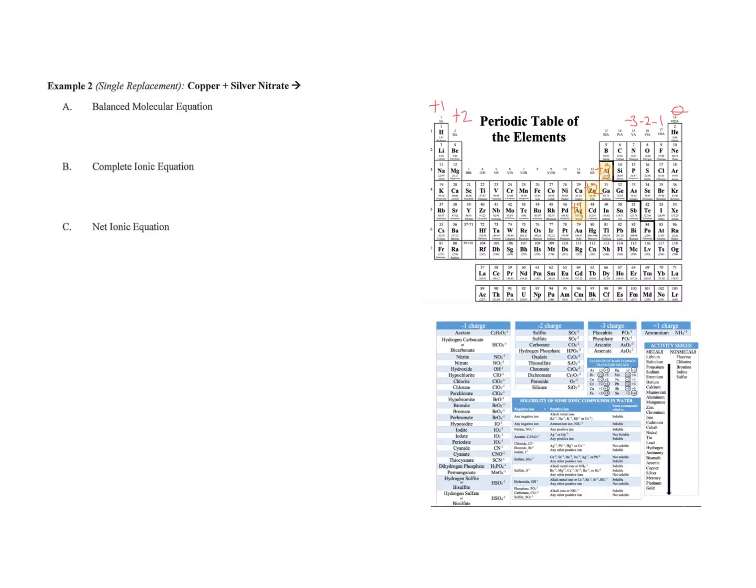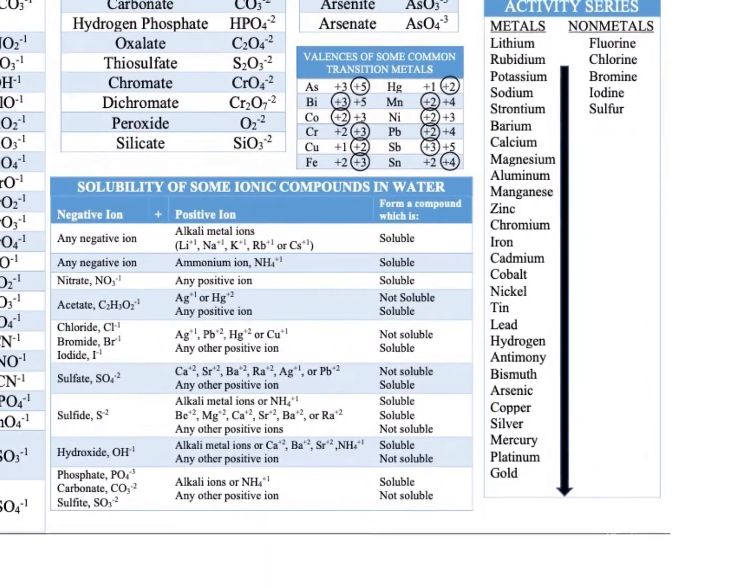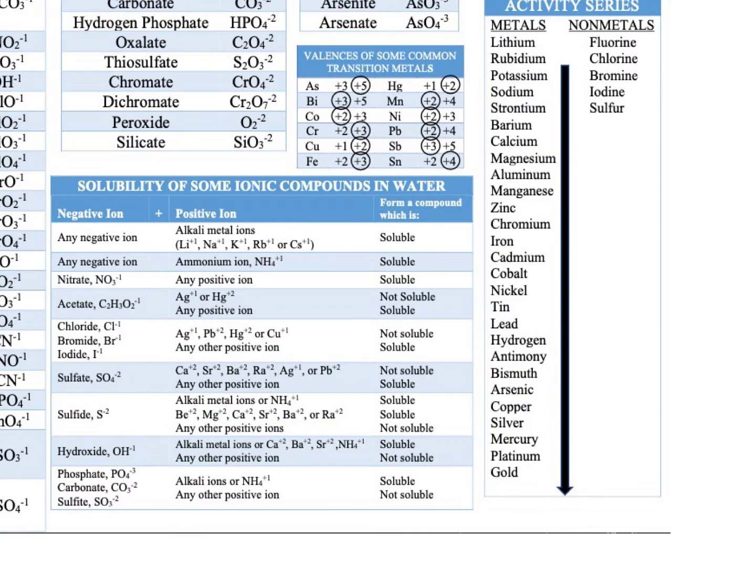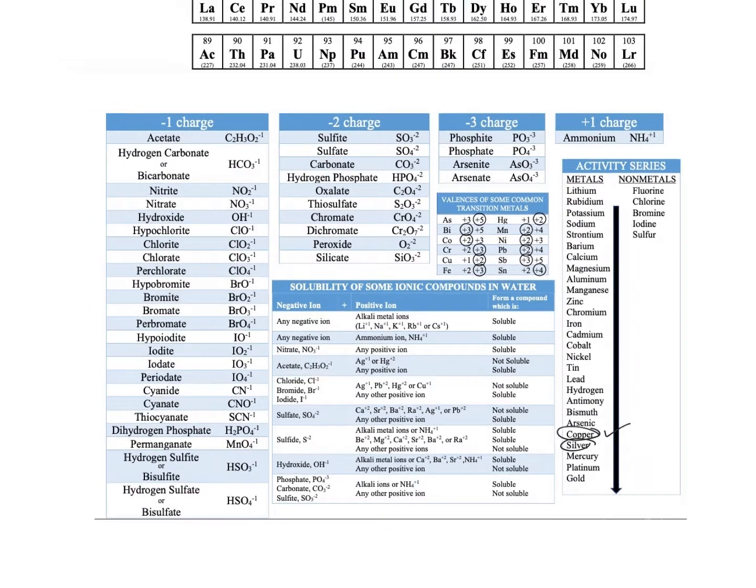Okay, for these next 3 examples, I'm going to move at a little quicker pace. So example 2, we have a single replacement reaction with copper and silver nitrate. Copper is going to try to bump out silver. We'll have to check our activity series. Can copper kick out silver? Yes, it is more reactive.